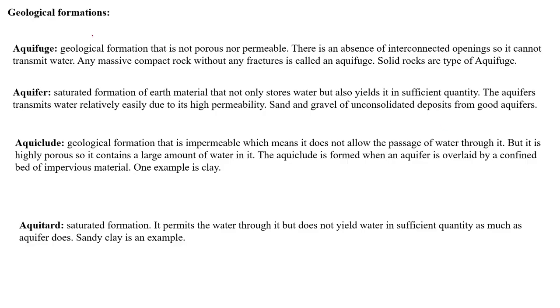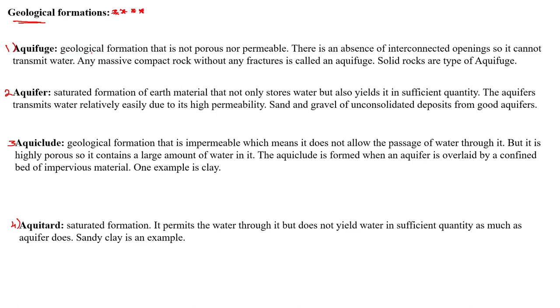Okay, let's look at some important geological formations. These are very important, so you can expect this for 1 mark in GATE. There are four different types of geological formation: first one is aquifuge, second one is aquifer, third one is aquiclude, fourth one is aquitard. Let's see what these are.